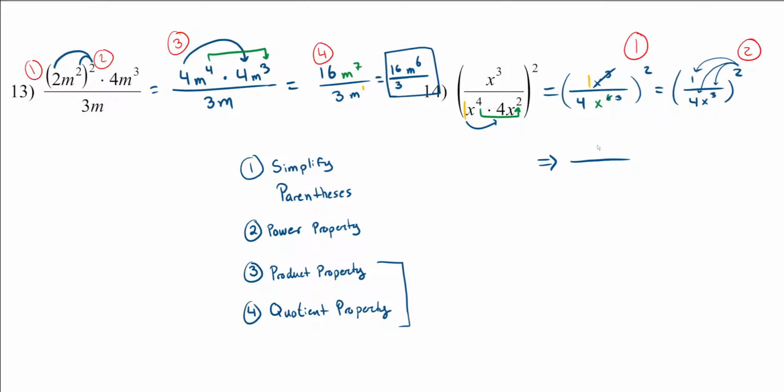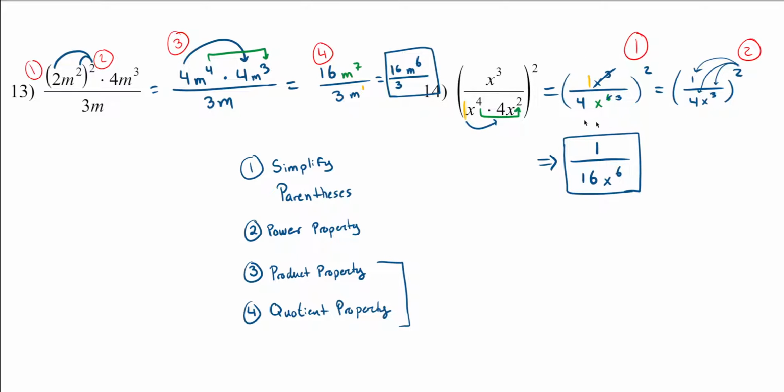1 squared is just 1. 4 squared is 16. And x cubed squared, well, that would just be 3 times 2, is x to the 6th. There we go. I don't have anything to combine, so I don't have to do step 3. I don't have anything to divide, so I don't have to do step 4. And we box our final answer.